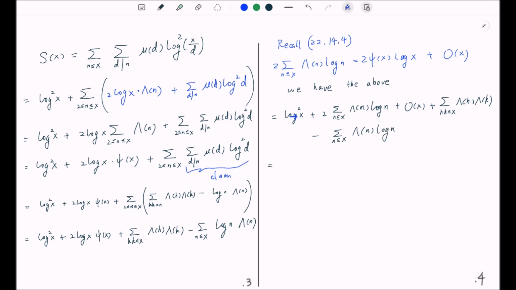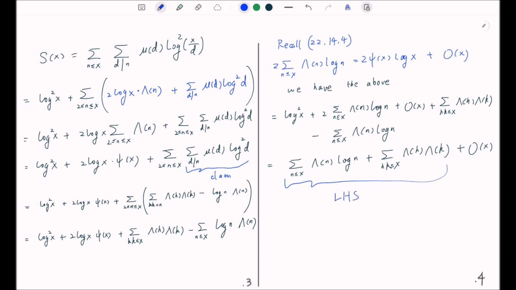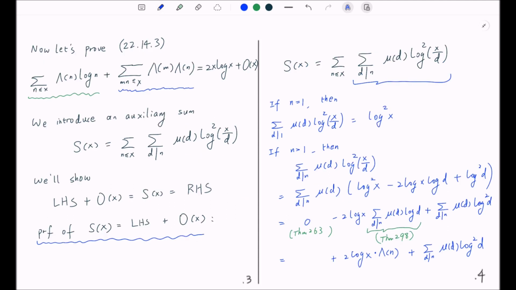Because this log of x squared is also big O of x, we can merge this guy into here, and we do a cancellation from here. Eventually, we're going to get, and this part is precisely the left-hand side of Selberg's asymptotic formula 22.14.3. So we are done with the first part of the proof of Selberg's asymptotic formula.